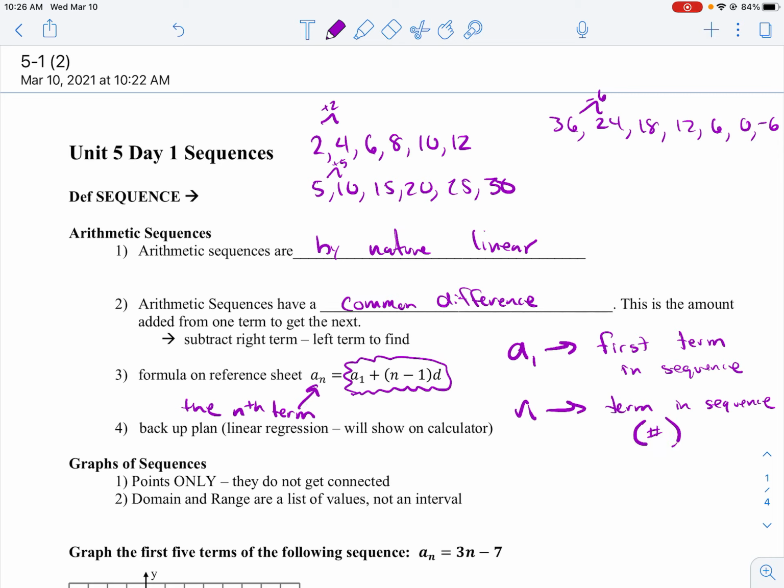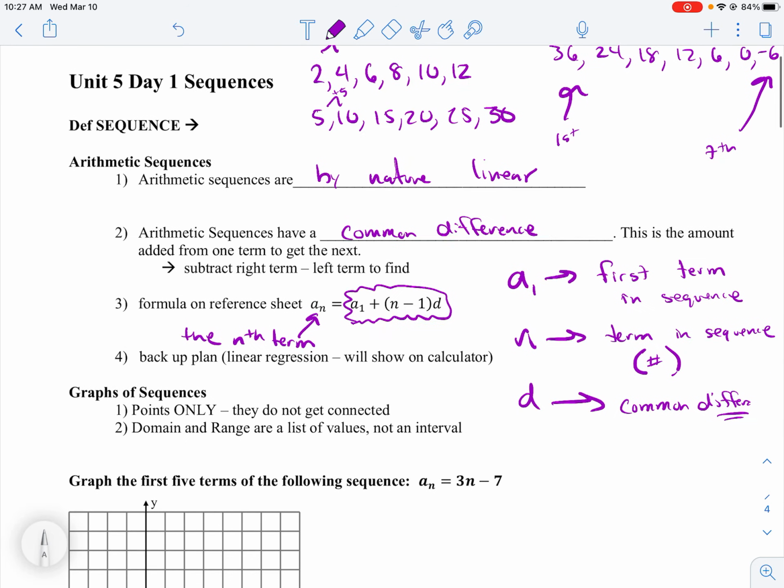Okay, what term we're talking about, either first term, second term, right? This would be considered our first term. This guy, -6, would be considered our 7th term. So that's what they mean by first term or 7th term or 6th term. It's whatever number falls in that place in the sequence. Okay, and then finally, d is the common difference. I ran out of room there, but you get the common difference, okay?